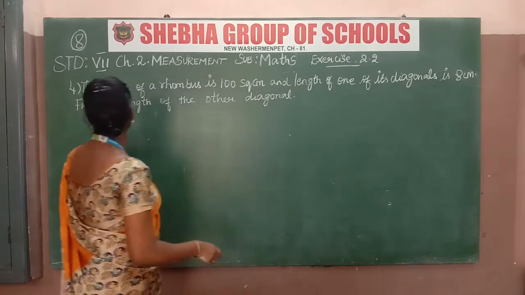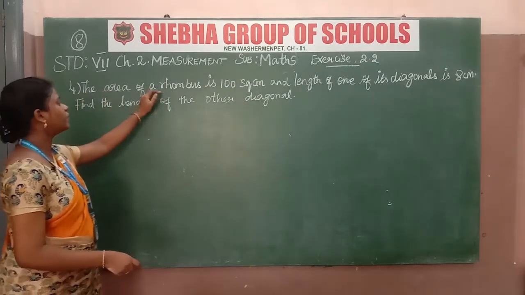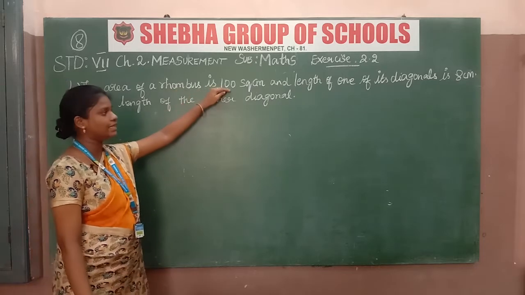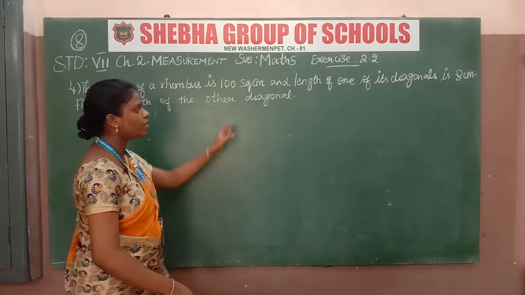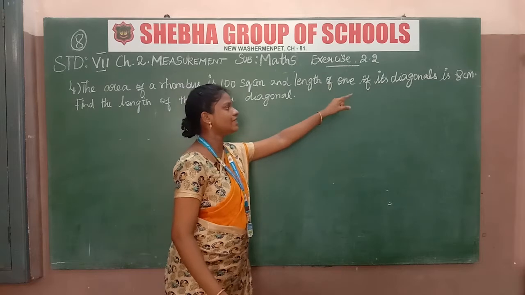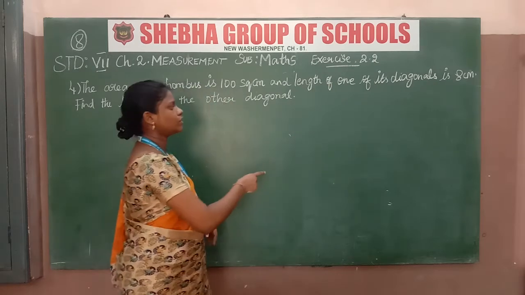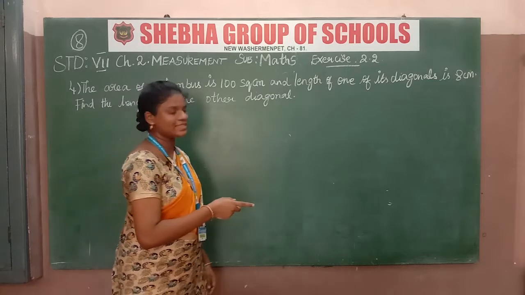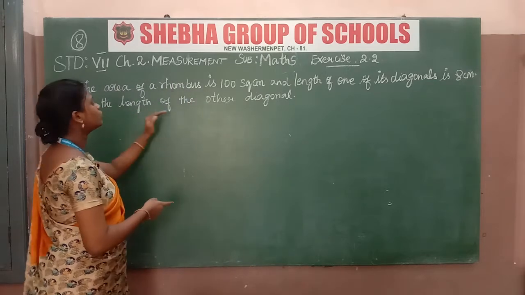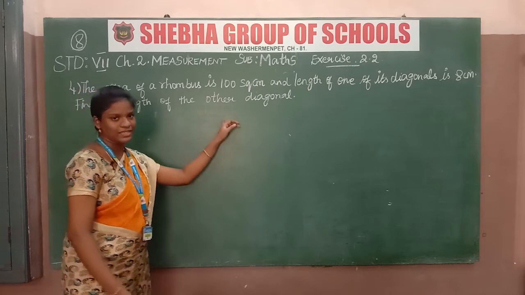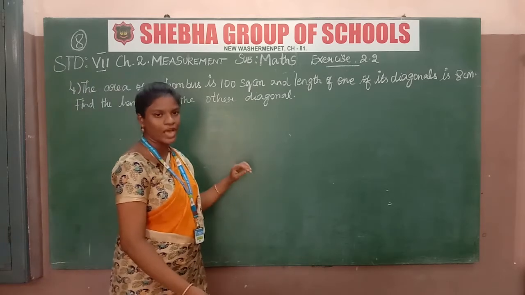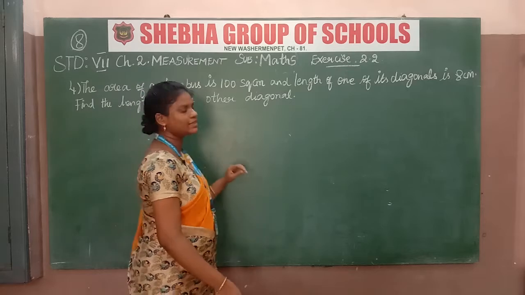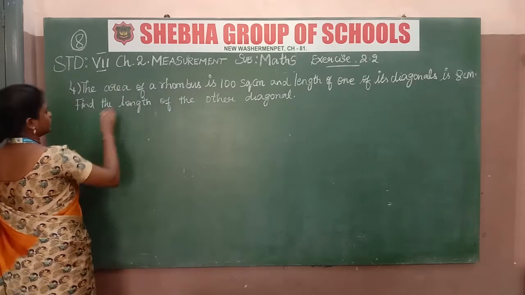The next sum is the fourth sum. The area of a rhombus is 100 square centimeter and the length of one of its diagonals is 8 centimeter. The length of one of its diagonals means D1. D1 is 8 centimeter and find the length of the other diagonal. The other diagonal is nothing but D2. So you have to find D2. Other diagonal means D2.